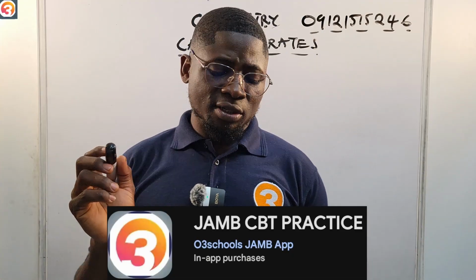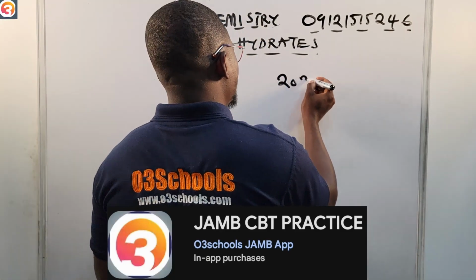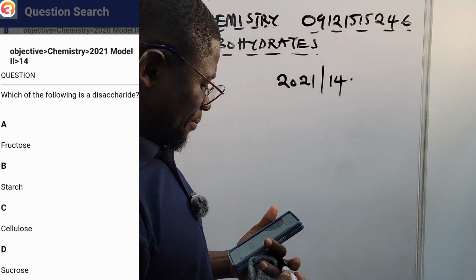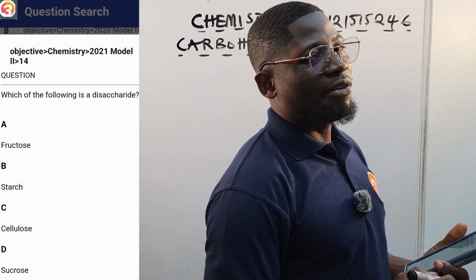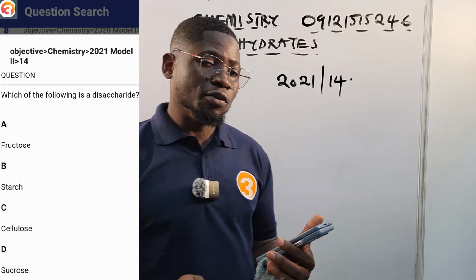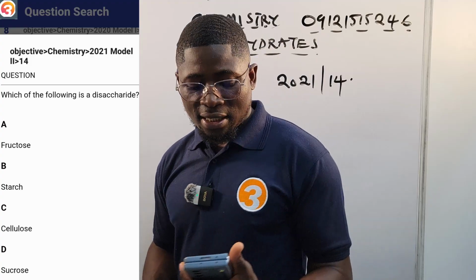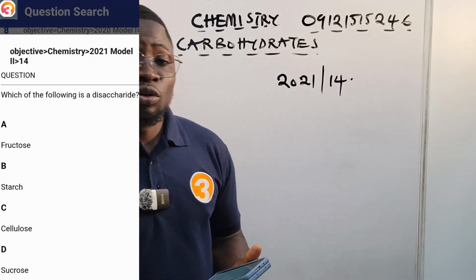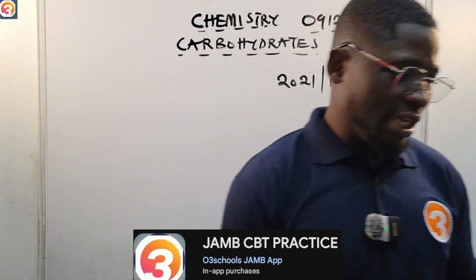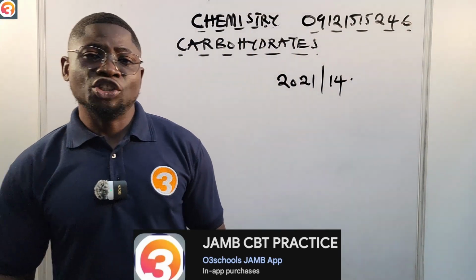All right, so let us see a question from the application, a JAMB past question. This is a 2021 question, number 14. It says here, which of the following is a disaccharide? A says fructose, B says starch, C says cellulose, D says sucrose. So you don't know it, but of course you will know it at the end of this class. We'll come back to this question and many more at the end of the class, so please stay put and join us in the lesson.